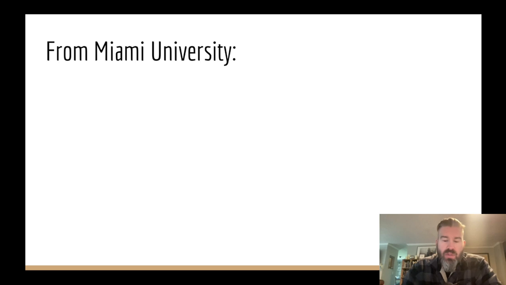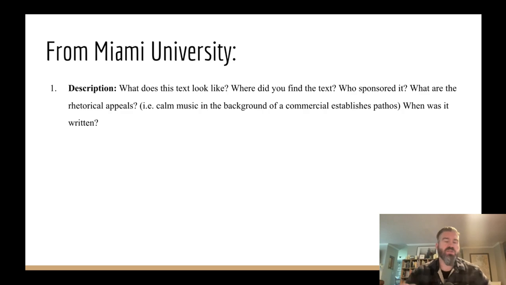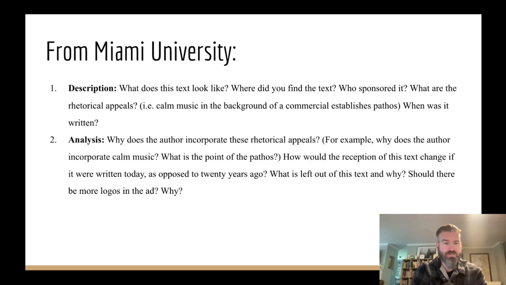Before we get to Backpacks versus Briefcases, the reading from Miami University mentions description. What does a text look like? That's very similar to what a person looks like, as well as where we found the text. Where did we encounter that person? But text also expands to things like who sponsored or published that text, what rhetorical appeals are there, and when it was written, all of those things, which we're going to talk about a little bit in this video and in an upcoming video.